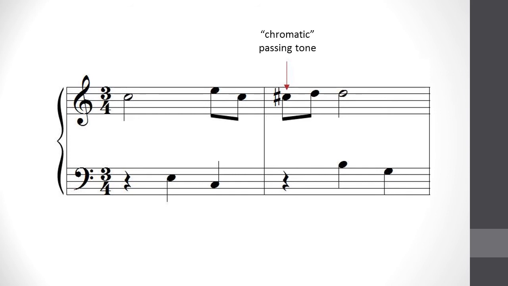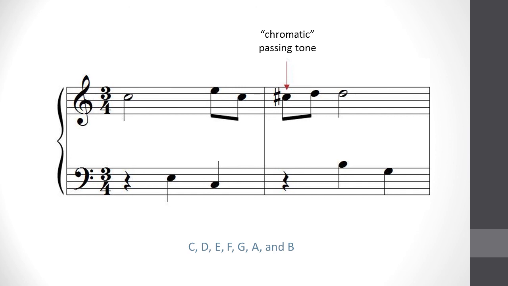How do we know it's not a diatonic pitch? Well, once again, we must look at the key signature. The key signature in this example is C major. The pitches of C major are C, D, E, F, G, A, and B. All other pitches are considered chromatic.